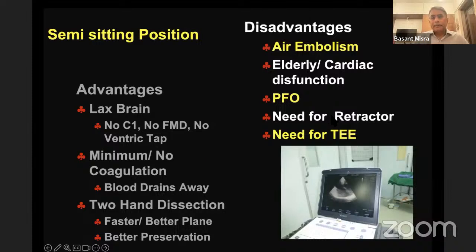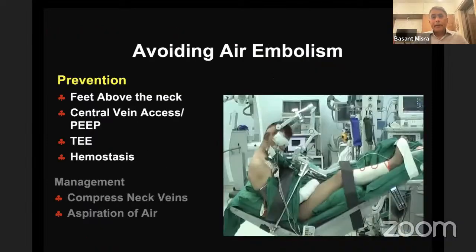One of the problems with sitting position or semi-sitting position is you have to support the cerebellum because the cerebellum falls down because of gravity. You don't need to retract, but you need to support it and need to do this monitoring to pick up the air embolism early on. So one of the preventions, reducing the risk of air embolism, as I said, feet above the neck, you have to have central vein access. And unlike other brain tumor surgery, we do PEEP. And you fill up the blood volume so that the patient is not dehydrated, and air embolism is reduced because the veins are engorged. And of course, you need to have hemostasis right from the skin because large veins in the skin, in the bone, all can produce air embolism. So you have to be prepared for all that.